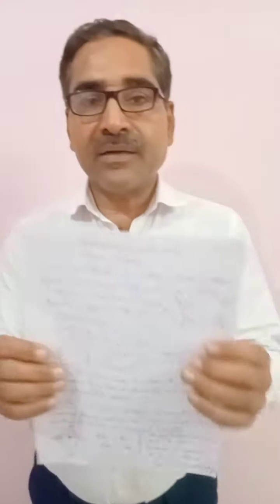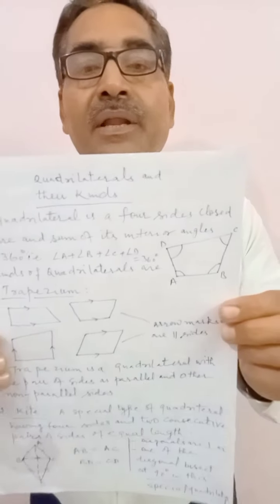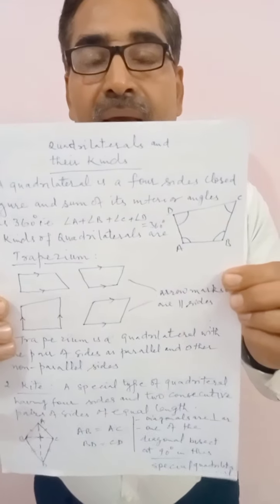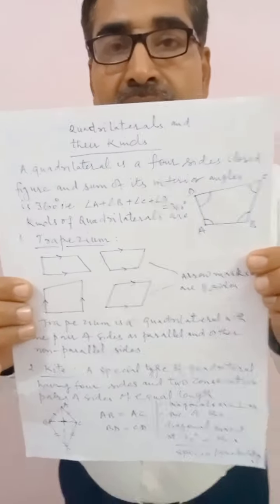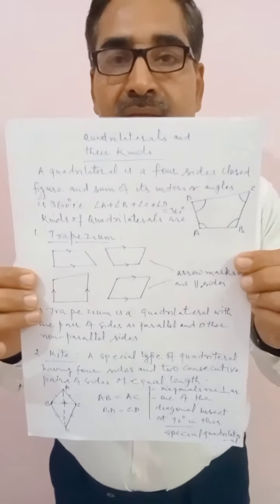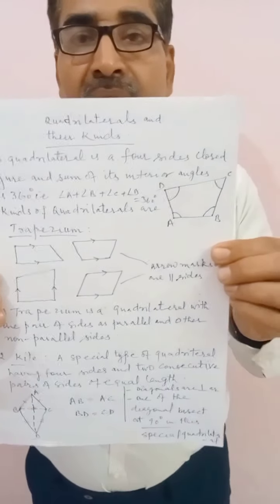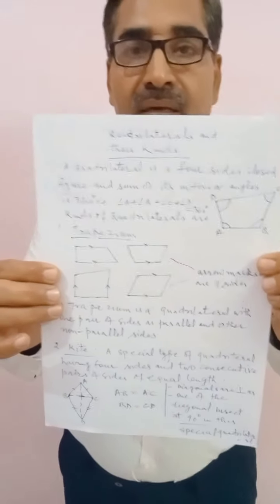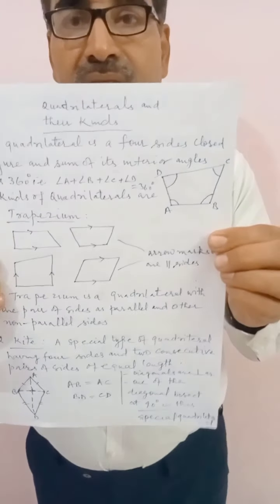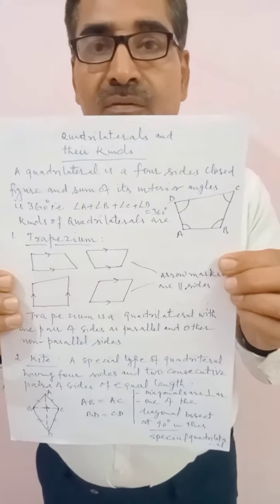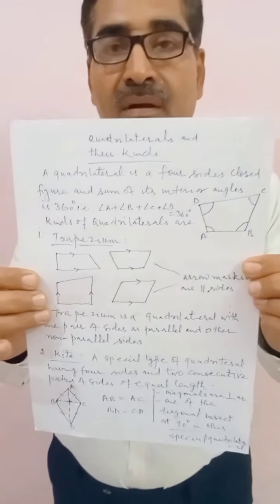A quadrilateral is a four-sided closed figure in which the sum of its interior angles is 360 degrees. So if we take A, B, C, D as a quadrilateral, all its interior angles, angle A plus angle B plus angle C plus angle D, is equal to 360 degrees. This is the property of a quadrilateral. Now, talking about its different kinds.